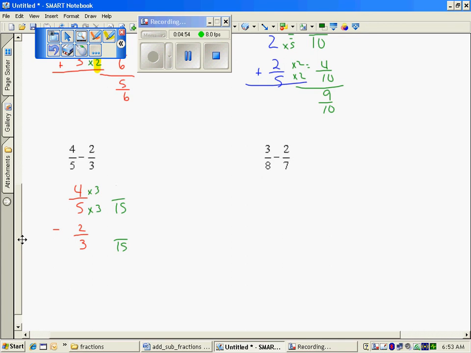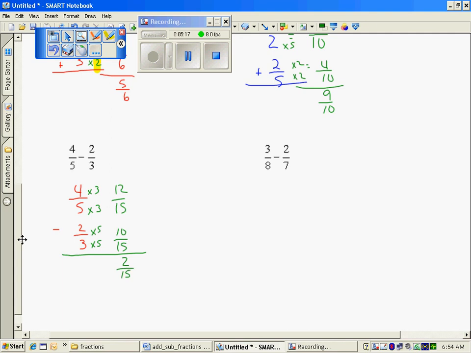4 times 3 is 12. Those 2 fractions are equivalent. 4/5 is equivalent to 12/15. Second fraction, multiply this by 5, both numerator and denominator. 2 times 5 is 10. I have 12 of the 15 pieces. I'm taking 10 of those 15 pieces away. I'm left with 2 of the 15 pieces.